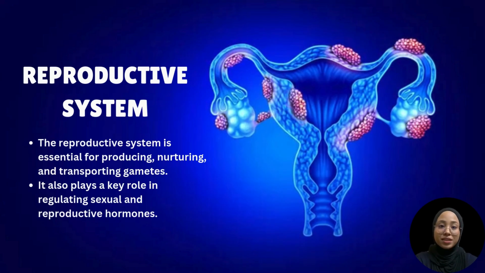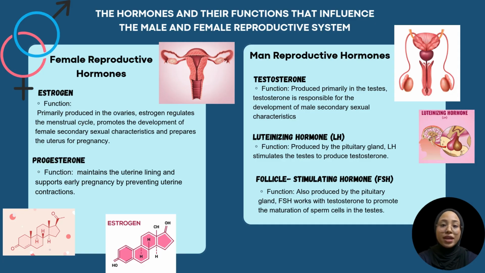The last topic is the reproductive system. The reproductive system is essential for producing and transporting gametes. It also plays a key role in regulating sexual and reproductive hormones. The hormones and their functions that influence the male and female reproductive system.